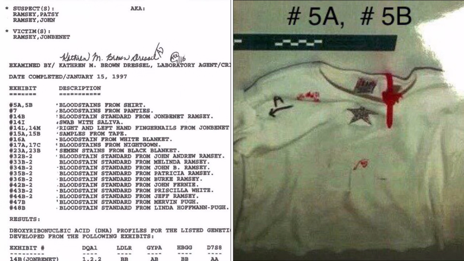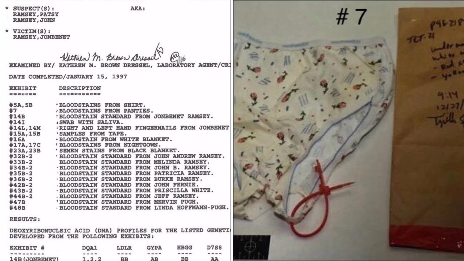Exhibit 5A and 5B, blood stains from JonBenet's shirt. My first observation is, how did the blood stains get on her shirt? And were they from the inside or the outside, the interior or exterior of the shirt? Exhibit 7, blood stains from JonBenet's underwear. It's not clear if the stains are from the interior or the exterior. And is the stain a smear or a drop? And how large was it?